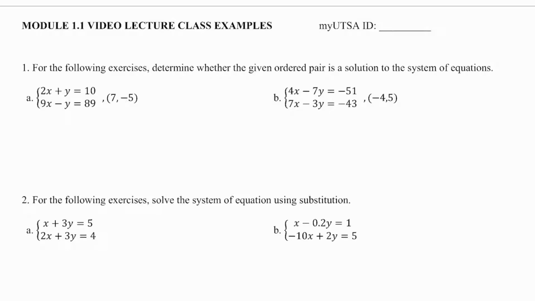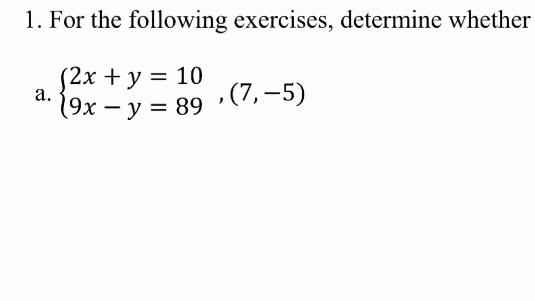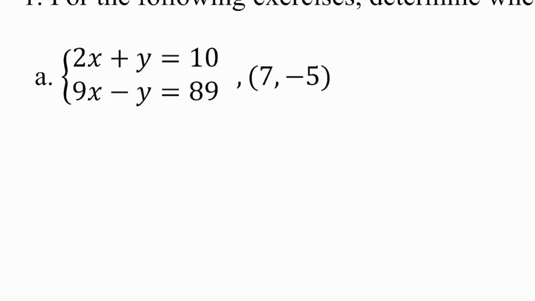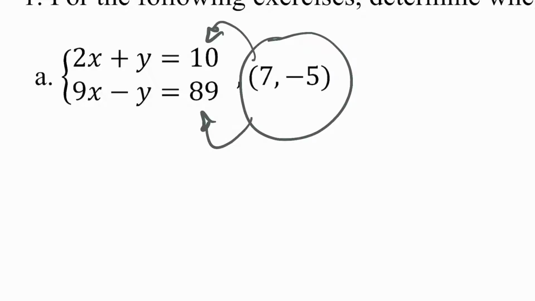And so, for the first problem, we are going to determine whether the given ordered pair is a solution to the system of equations. So, for this example, is 7 comma negative 5 a solution to that system? And basically what that means is, is this ordered pair a solution to this equation and also to that equation? If it's not a solution to either one, then it's not a solution to the system.